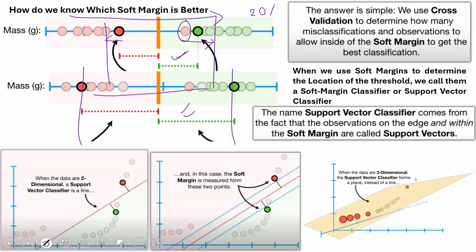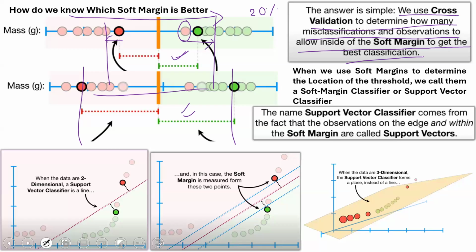How do you find that? You find that using cross validation. Okay, choose this margin and find the accuracy using cross validation. Let's suppose you got some value, and then increase the margin. If you're getting more accuracy, you keep on increasing that and find an optimal value that you want to achieve. So the answer is simple. We use cross validation to determine how many misclassifications and observations to allow inside the soft margin to get the best classification. So you do cross validation and then decide how many misclassifications give you high accuracy.